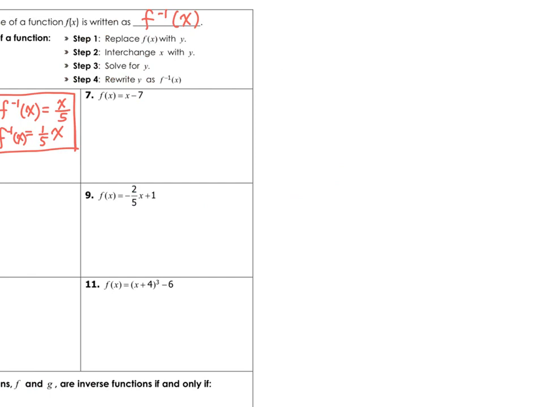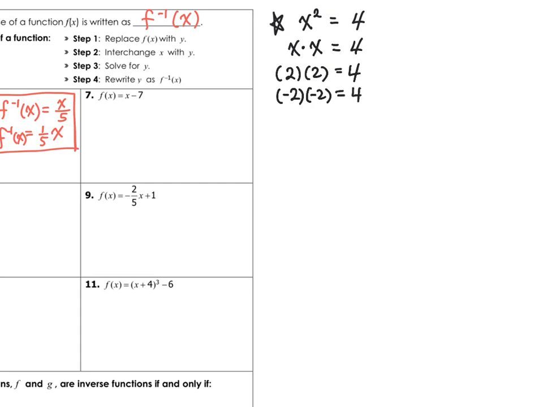Before going over the next example, we're going to quickly review square and square root. Let's say you have x squared is equal to 4. So x is multiplied twice and it should give you 4, right? It can be positive 2 times positive 2, that gives you 4, or negative 2 times negative 2 also gives you 4.